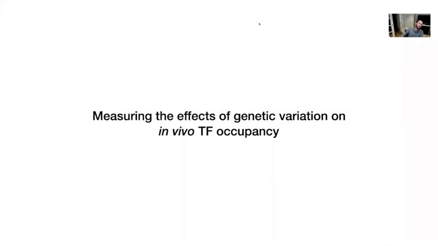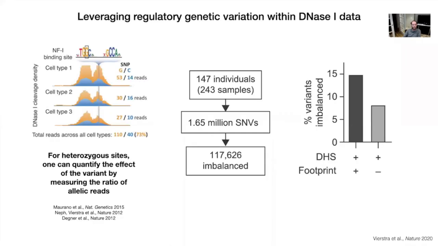While the vast majority of disease and trait-associated variation is non-coding, identifying the specific genetic variants that are likely to affect regulatory functions remains a significant challenge. Deep sequence coverage of individual DHSs enables the de novo genotyping of regulatory variation and the simultaneous characterization of their functional effect. And we do this by quantifying and comparing the cleavage at each allele at heterozygous sites.